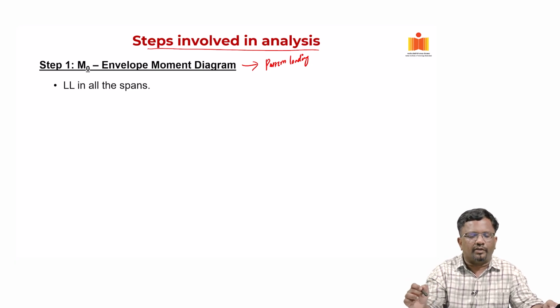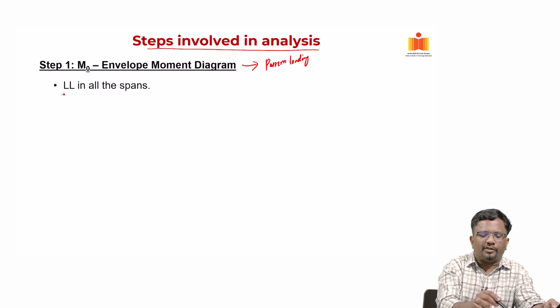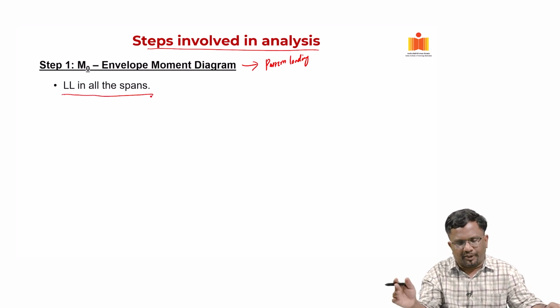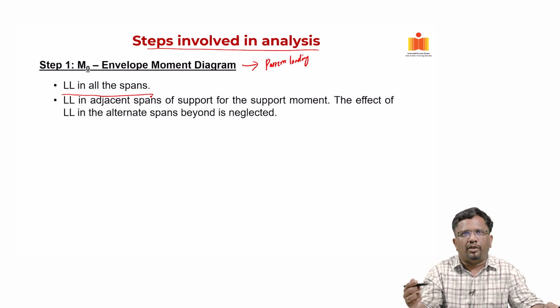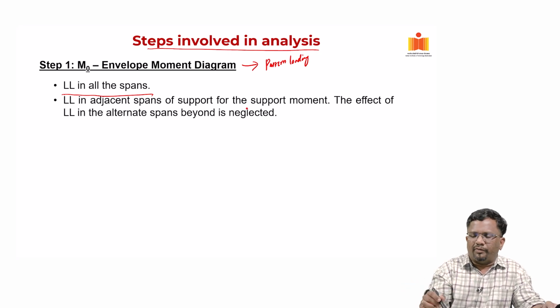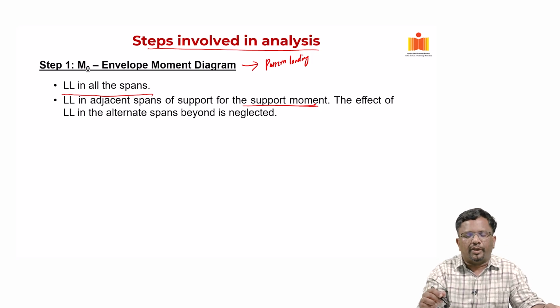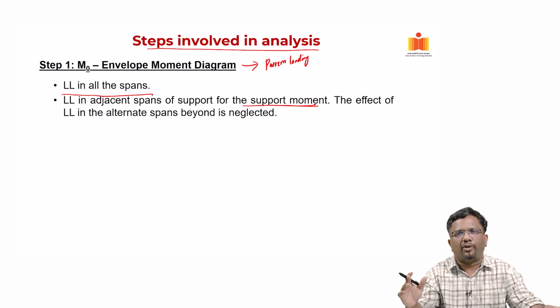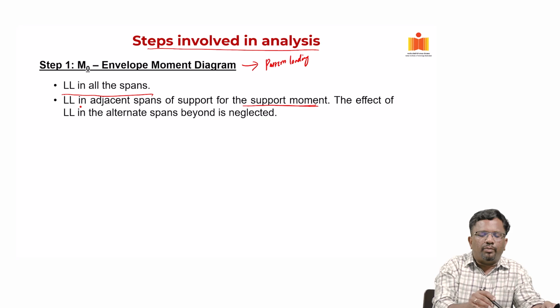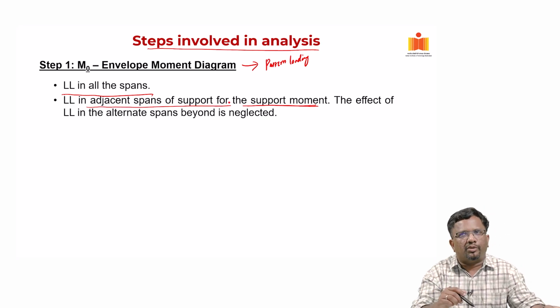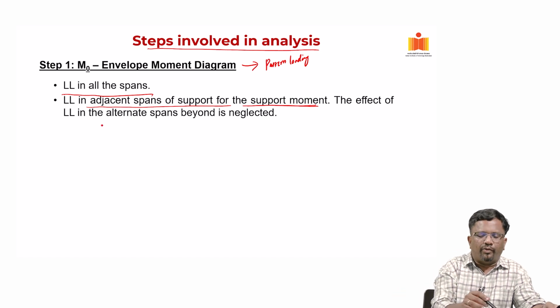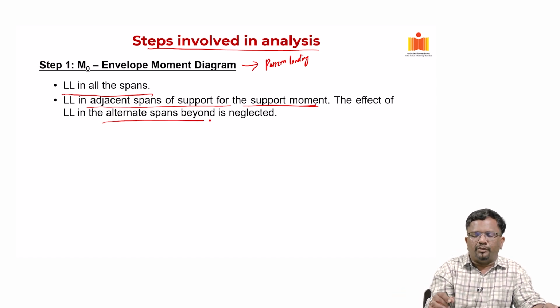So, how do we get that? First, we do the analysis by considering live load in all the spans. Then you get one bending moment distribution. Especially when you want to calculate the maximum support moment, typically we consider the dead load on all the spans, but live load only in the adjacent spans of the support for which you are trying to calculate the maximum moment. Usually, the effect of load in the alternate spans beyond is neglected.